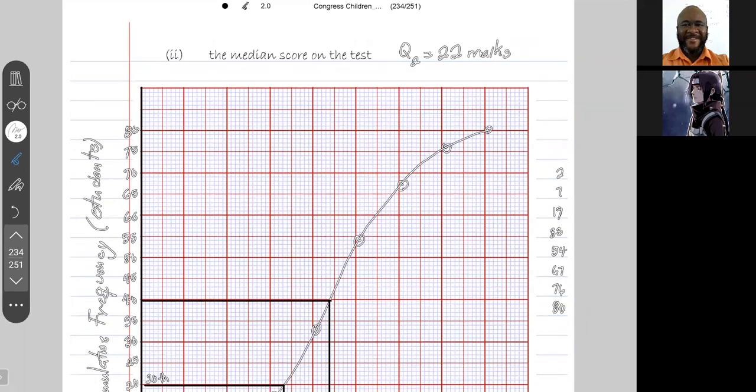Guys, in grouped data, the median would be the value for the person in the middle. The guy in the middle is guy number 40. You come across, it hits the curve, you go down, I get 22 marks. The median is 22.